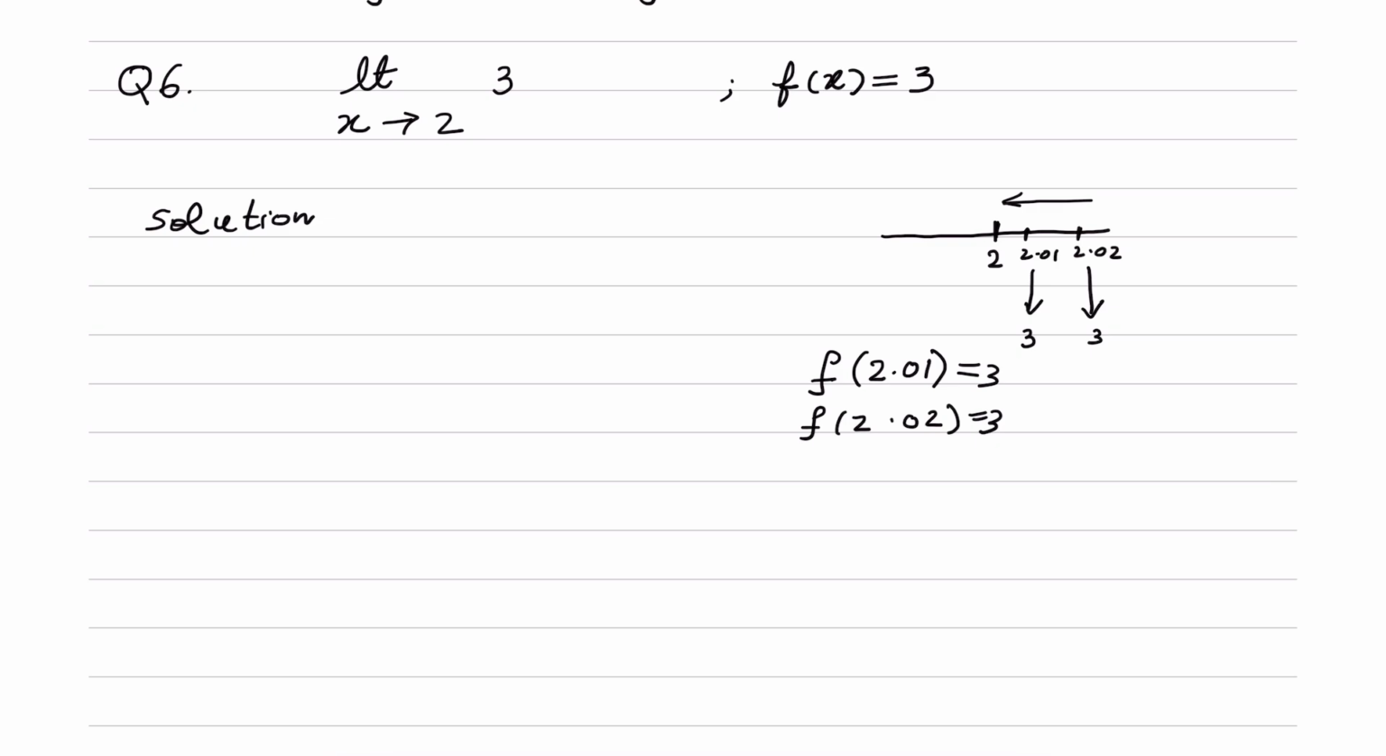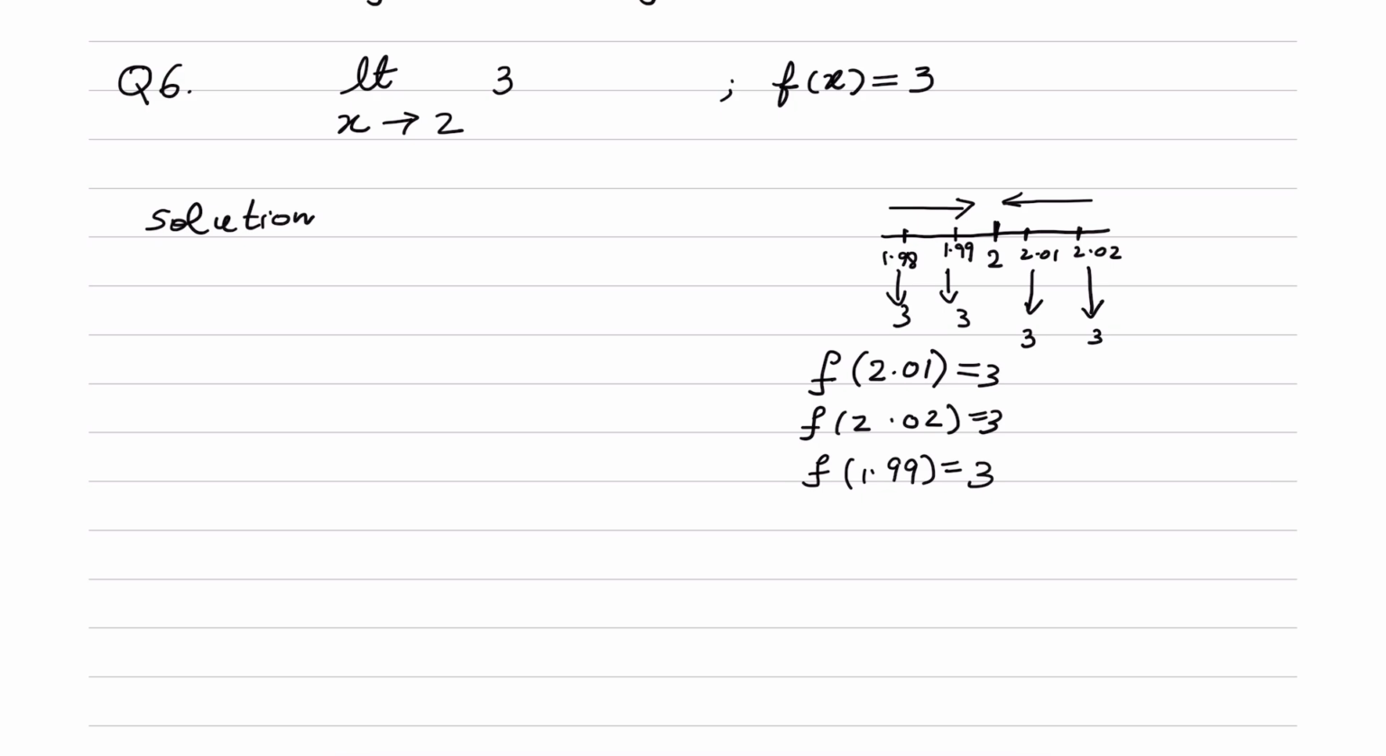Also, when you approach 2 from the left of 2, and let's say you pick the number 1.99, at 1.99 the value of the function is still 3, so you get 3. Even if we pick the number 1.98, the value of the function would still be 3.